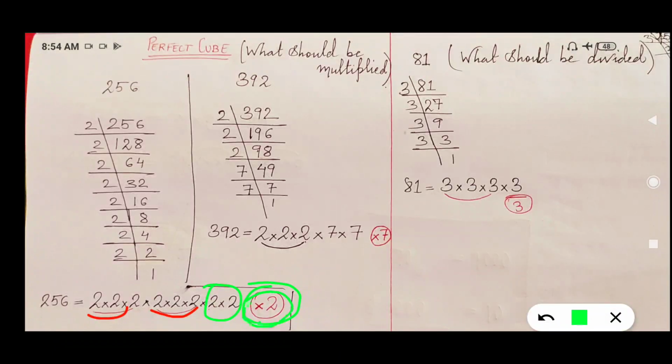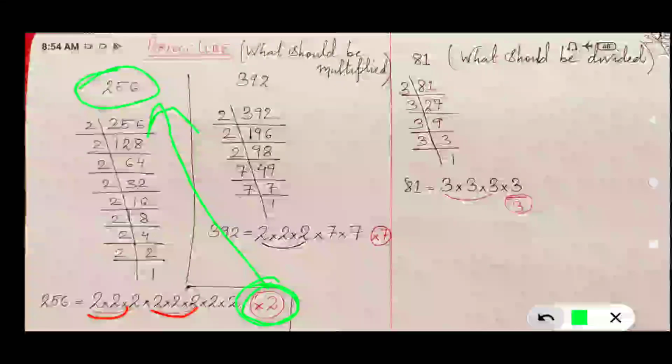That's why I've written it with the red pen. So 1 2 should be multiplied. So the answer is, the smallest number that should be multiplied with 256 to get a perfect cube is 2. If you multiply with 2, this will also become a perfect triplet. So if all the factors are in triplets, then it is a perfect cube, isn't it? So if you multiply 2, it will become a perfect cube.